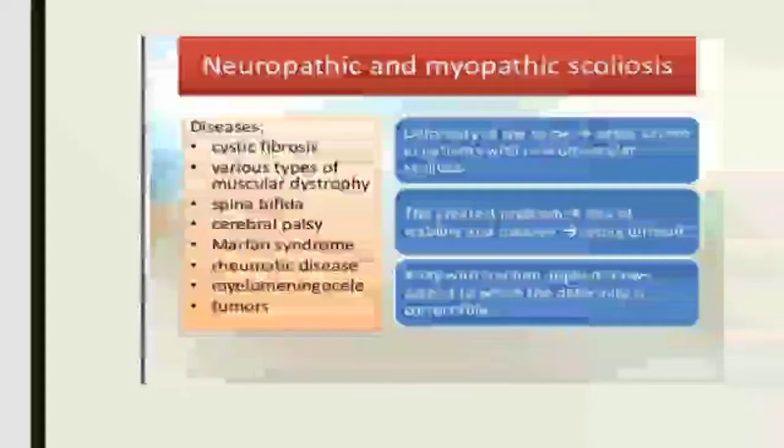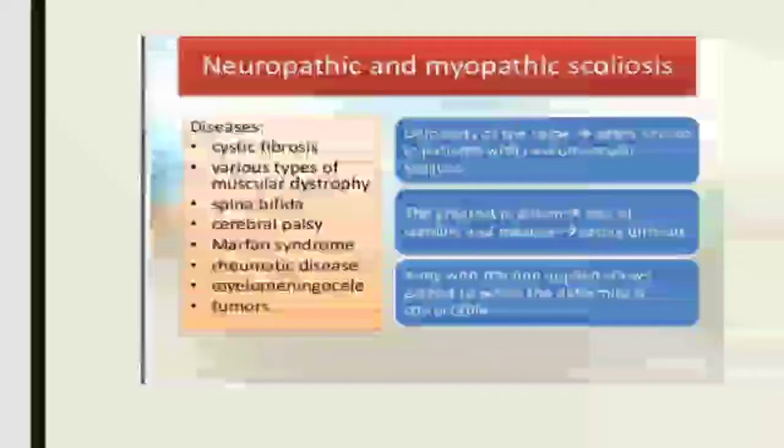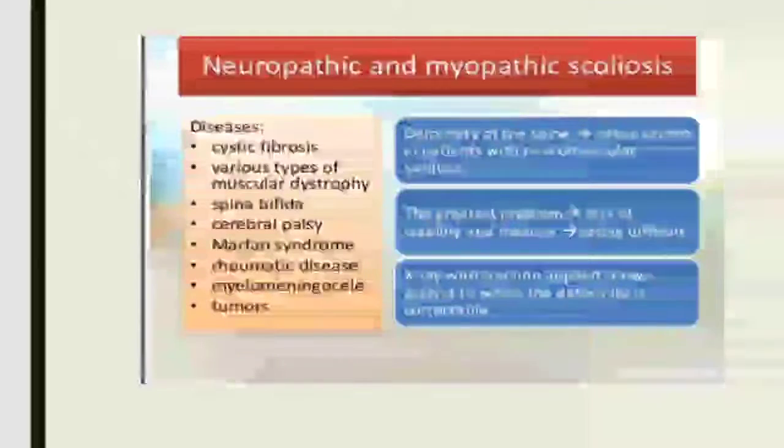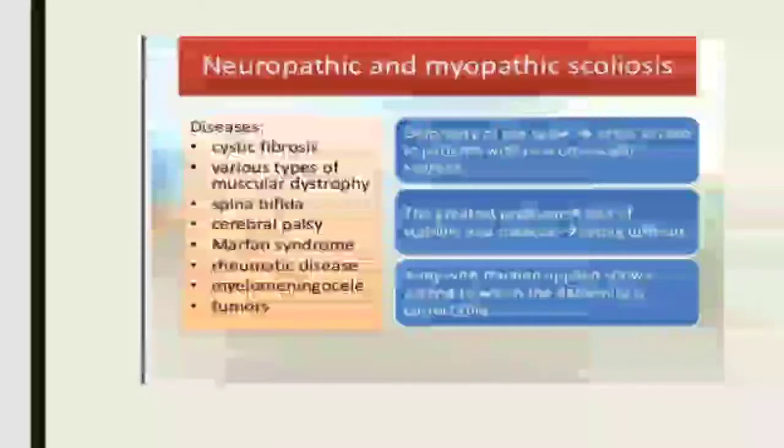Neuropathic and myopathic scoliosis are associated with diseases such as cystic fibrosis, various types of muscular dystrophy, spina bifida, cerebral palsy, Marfan syndrome, rheumatic disease, myelomeningocele, and tumors.